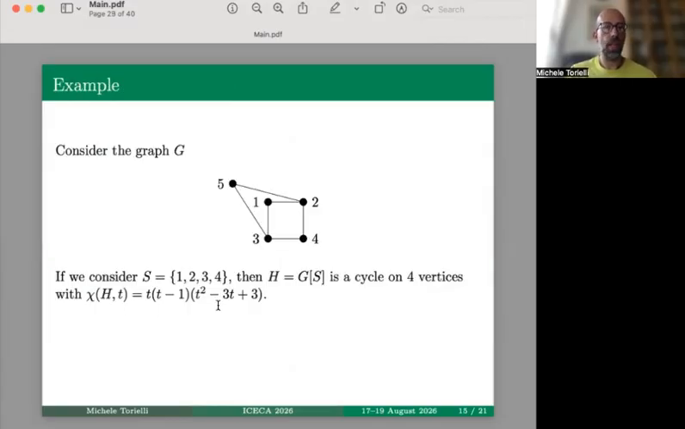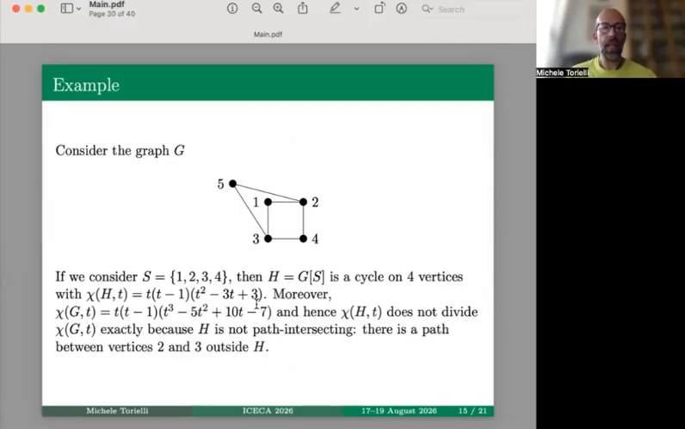So let's see one example here. If I take this graph with 5 vertices, I can consider S the set {1, 2, 3, 4}, and then I can look at H. H is just a 4-cycle, the 4-cycle 1, 2, 3, 4. Then the chromatic polynomial of H is (t minus 1) times (t squared minus 3t plus 3). And then I can actually compute straight away, since this is a reasonably small graph, the chromatic polynomial of G, which is this one: t minus 1 times this polynomial of degree 3.